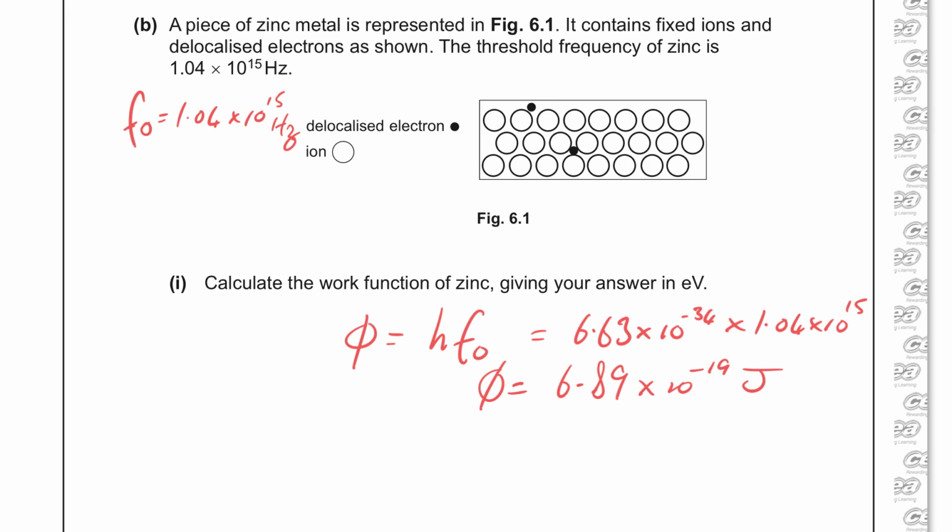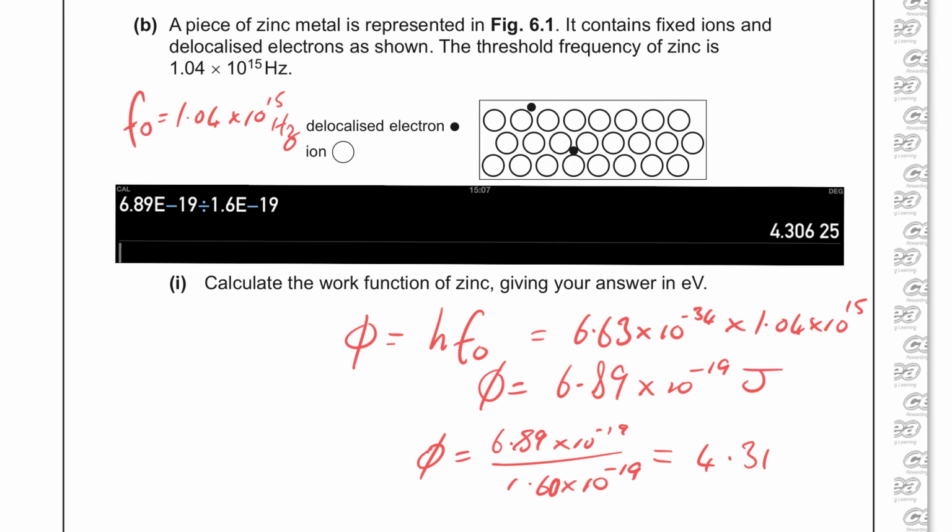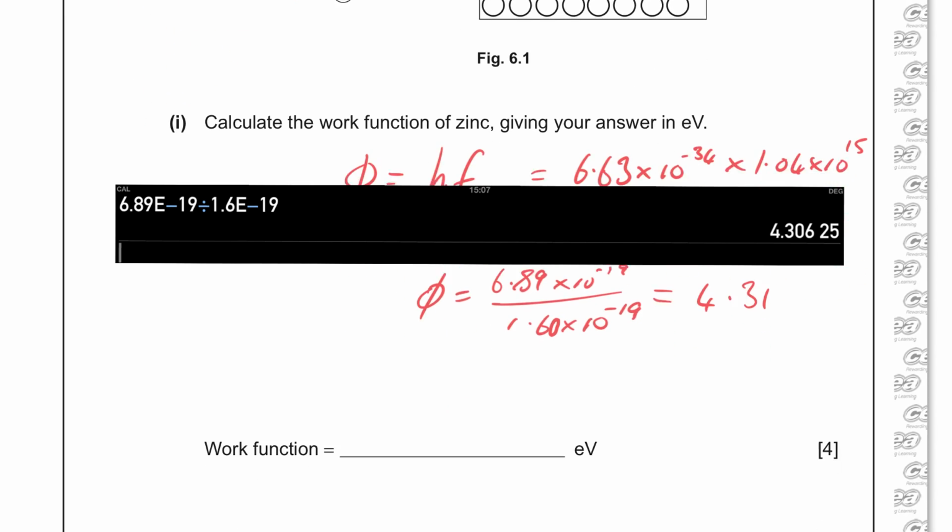And then we divide by the elementary charge, 1.6 times 10 to the minus 19. Again, you can get that from your formula sheet. Divide by that to get it into eV. And that's going to be 4.31 electron volts to 3 significant figures.